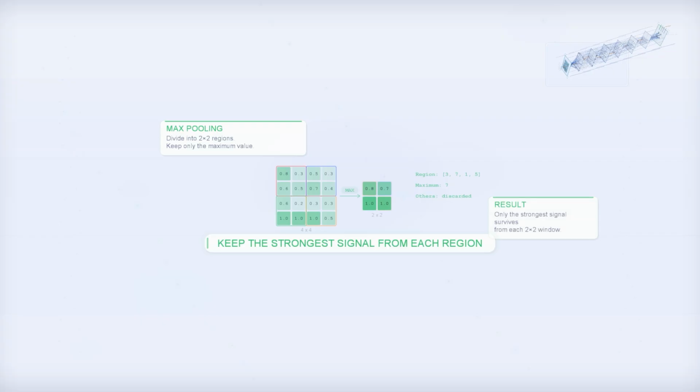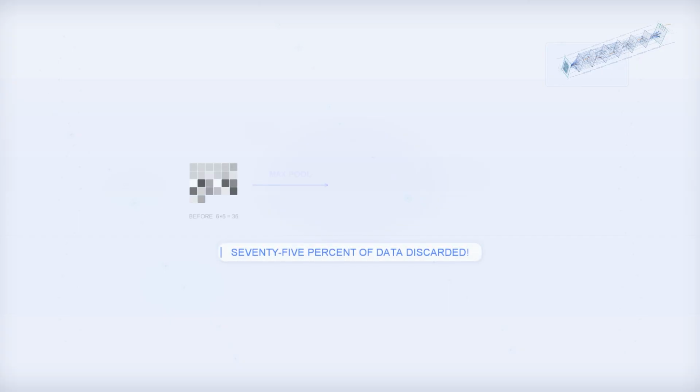The strongest signal survives, the rest are discarded. This cuts the data size by 75%. Think of it like stepping back from a detailed painting. You lose tiny brush strokes, but the big picture becomes clearer.